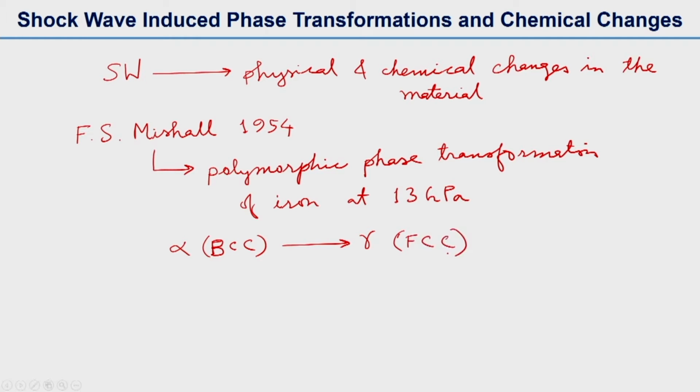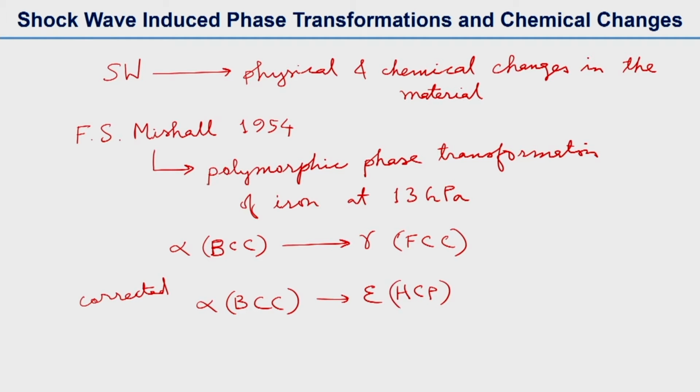However, this was later corrected. The corrected transformation is alpha phase BCC to epsilon phase, which is HCP, hexagonal close packed.